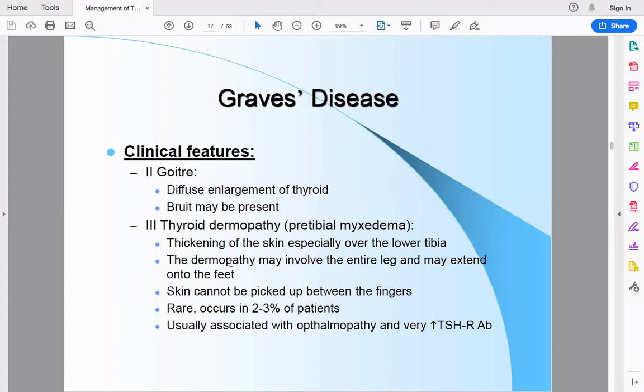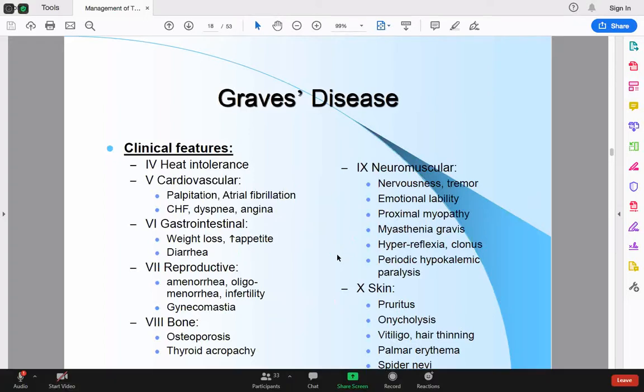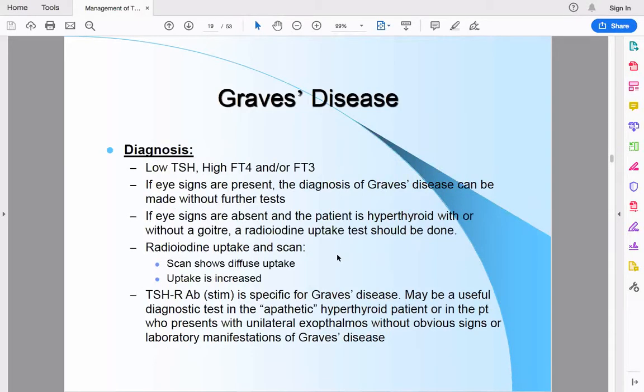Dermopathy, so you can have thickening of the skin, especially around the tibial area. You can especially see it when you have high TSH antibodies. Clinical features you know about from fifth year, so we're not going to spend a lot of time over it. How to make a diagnosis? Again, it heavily relies on the thyroid hormone results. So we are talking about suppressed TSH, so very low TSH. Sometimes it's even undetectable.